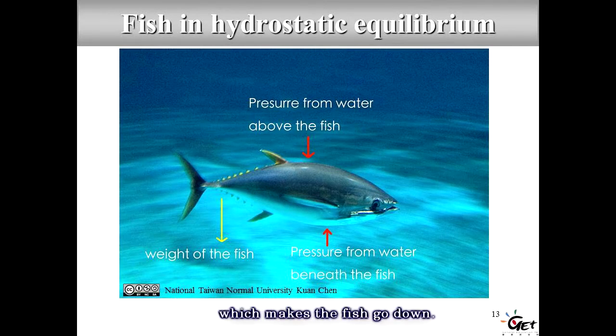You have gravity that makes the fish go down. Like us, the fish is attracted by the center of the Earth, but the fish is embedded in water, and water is creating some pressure. As long as the pressure below the fish is higher than the pressure above the fish, the fish is in equilibrium. Why? Because you have the weight. So these two forces add up and have to be compensated by this one.